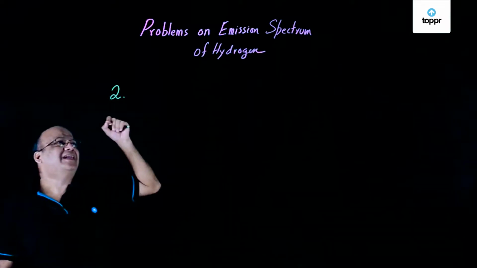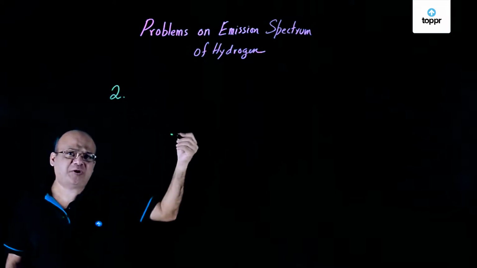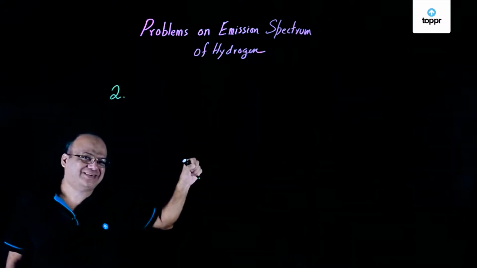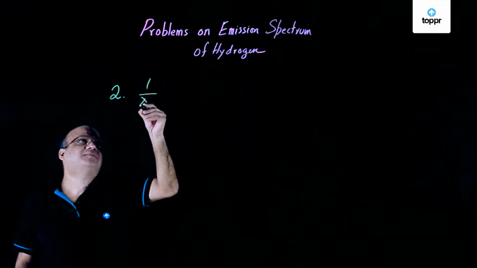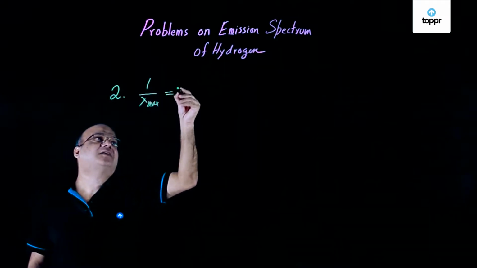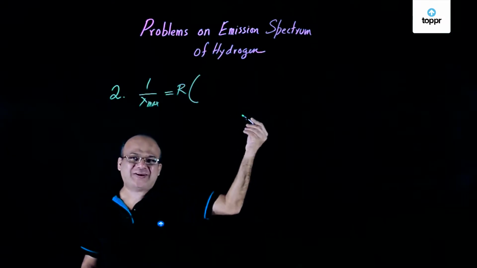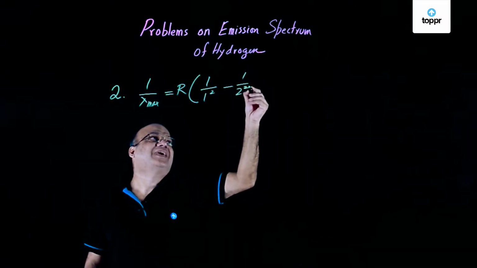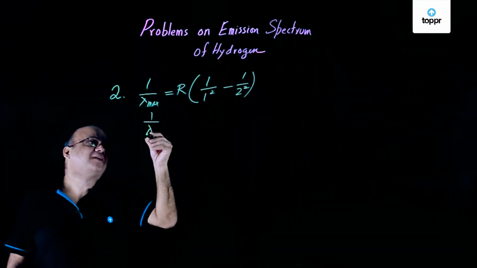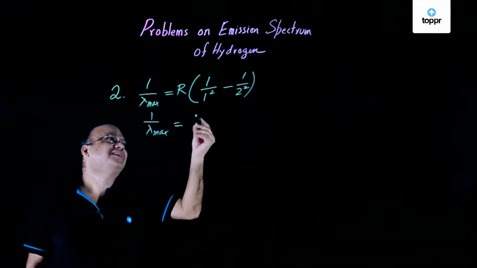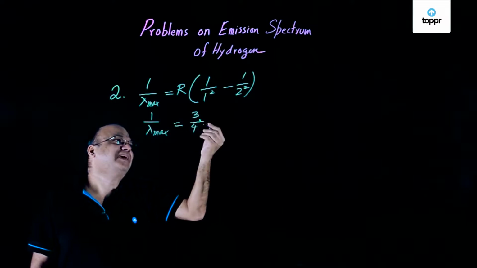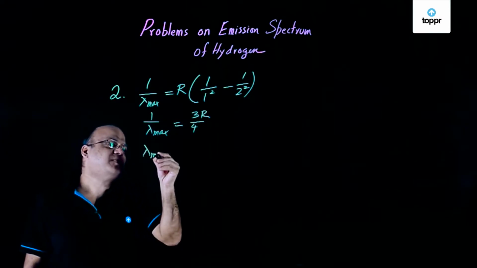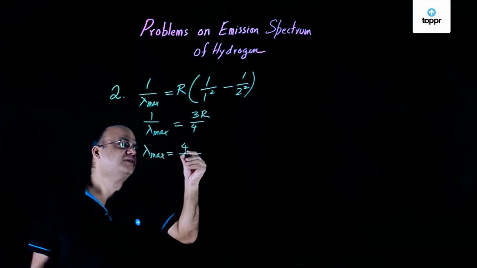Therefore, the largest wavelength will correspond to jumping from the next immediately higher level, 2 to 1. So 1 by lambda maximum will be equal to R, 1 by nf square. What is nf here? 1. And jumping from 2. So 1 by lambda max becomes 3 by 4, since 4 minus 1 is 3, and 4 is downstairs, times R. So lambda max will become 4 by 3R.